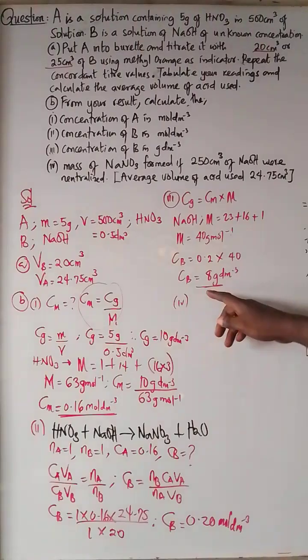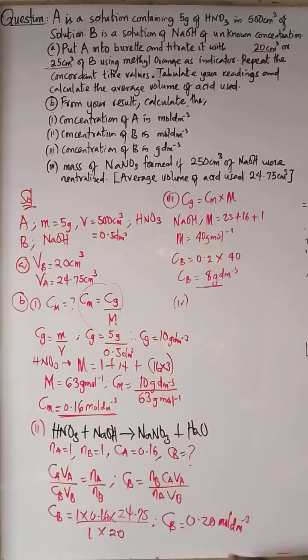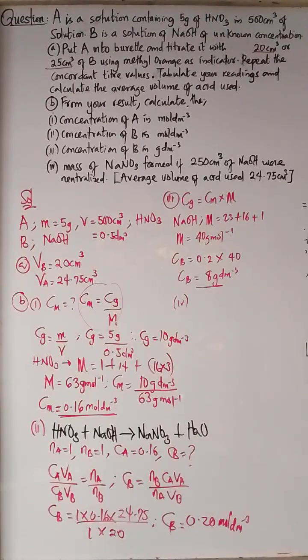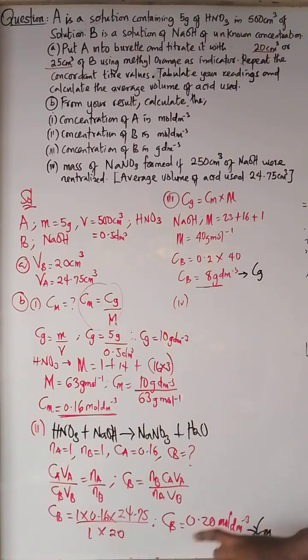Let me re-explain. According to the answer we have in here, this Cb, or let me say this one, Cb. Note, they are both Cb. But this Cb is what? In mole per dm cube. This Cb is what? Gram per dm cube. So this one is mass concentration. This one is molar concentration. So the unit differentiates them. This is the concentration of B in gram per dm cube, and this is the concentration of B in mole per dm cube.